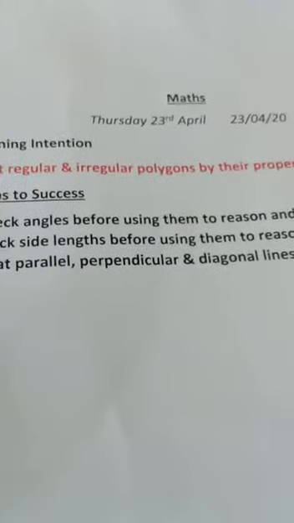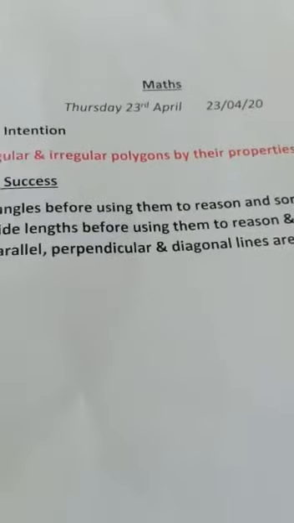Good luck then. For the main activity, the learning intention is to sort regular and irregular polygons by their properties. So remember when we were looking at different 2D shapes, what were regular and irregular. The steps to success is to check angles before using them to reason and sort. Check the side lengths before using them to reason and sort. And what parallel, perpendicular and diagonal lines are telling us.